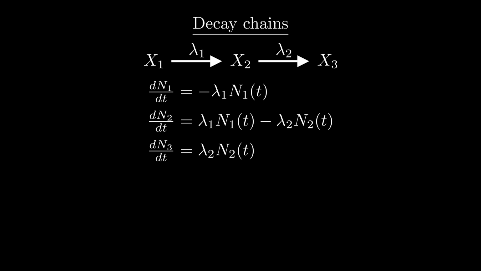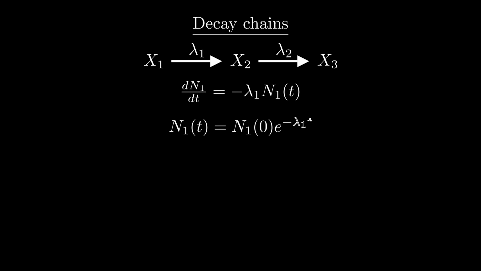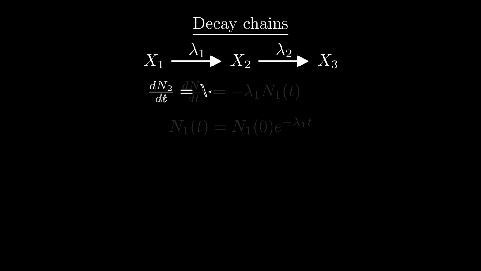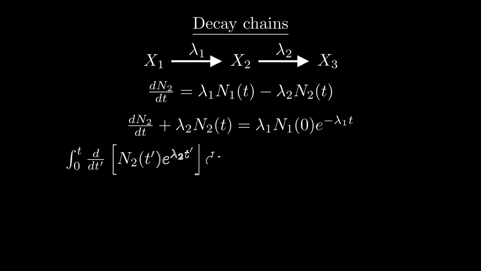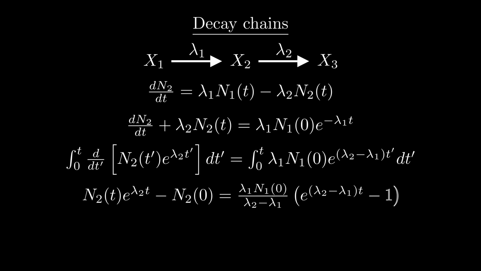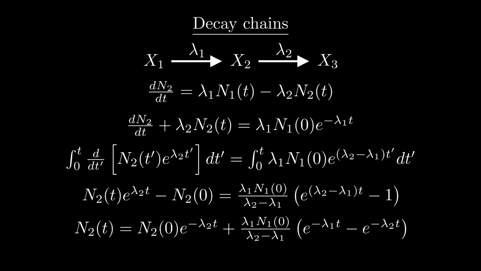We already solved for the case of n1, it's just exponential decay. For n2 of t, the solution gets a little more involved, as unlike the two-step decay chain from earlier, x2 isn't stable here and it'll undergo decay with time. But we can still solve it with the help of an integrating factor, and after a little calculus and algebra, we get this slightly uglier expression. Feel free to pause the video here, by the way, if you want to step through the derivation yourself.